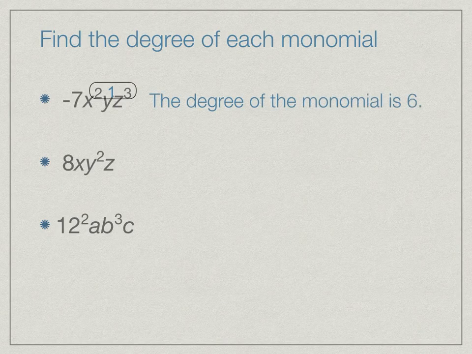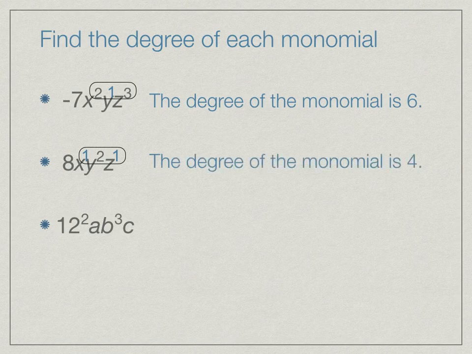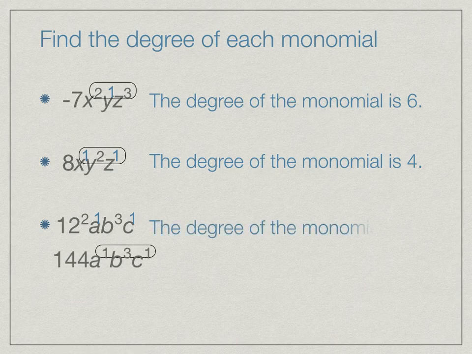In the second example, we're looking at the exponents of the variables. The degree of this monomial is 4. In the last example, we want to ignore the exponent that is above the 12 because that exponent does not pertain to the degree. Only the exponents of variables pertain to the degree. So we want to add the 1 plus 3 plus 1. The degree is 5. So that's how we find the degree of monomials.